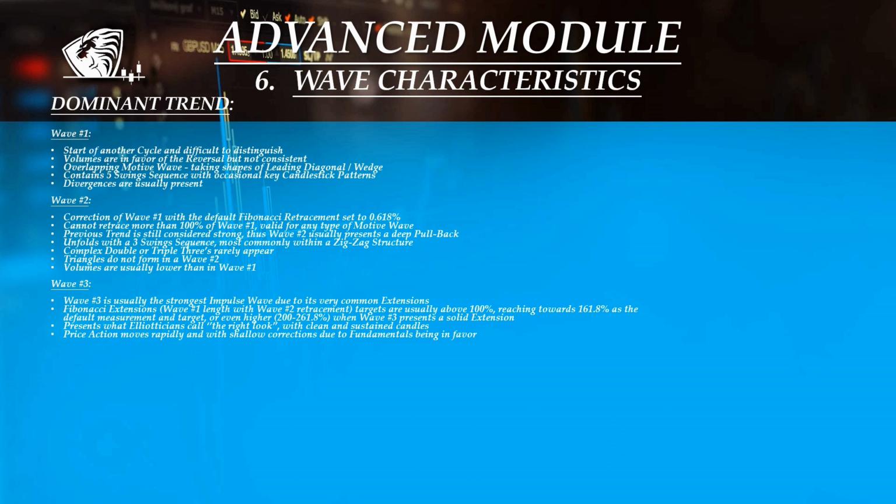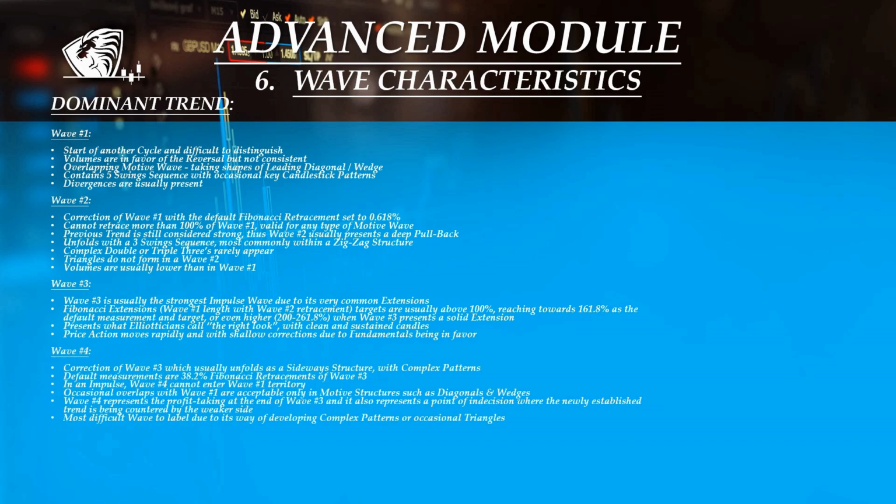At this stage, the fundamentals and news are positive, causing price action to move rapidly with shallow and short-lived corrections. Elliotticians are usually looking to trade the 3 of threes, which is the third subwave within the third main wave.